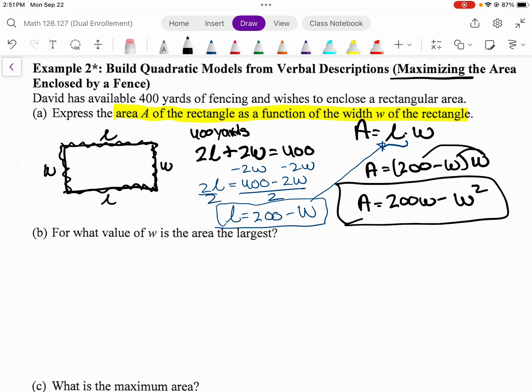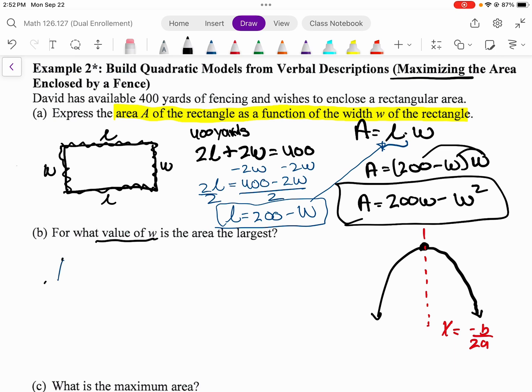So now what we've got to find is for what value of W the area is the largest. So what this is asking me is, once again, if you look at the properties of a quadratic, the maximum is right there. It's asking me for the value of W, which in other words is asking me for the location of the maximum, which we know we can find by finding the AOS, or the axis of symmetry, by using negative b over 2a. So that's what we're going to do.